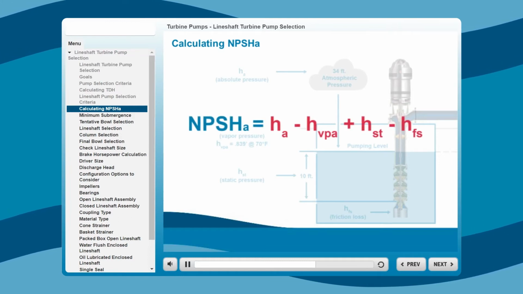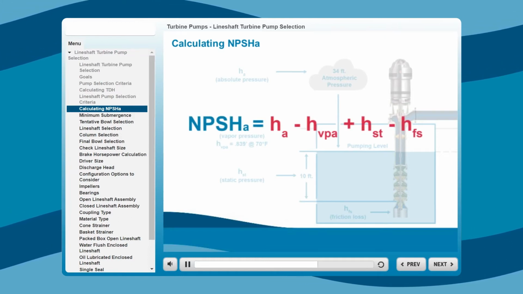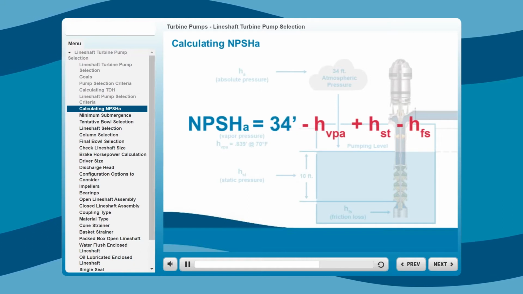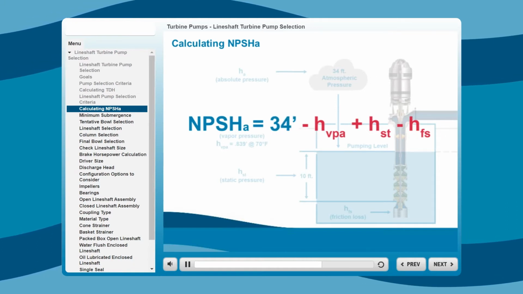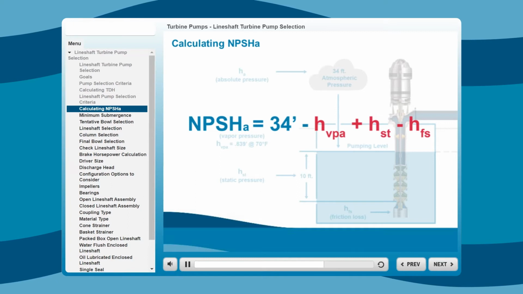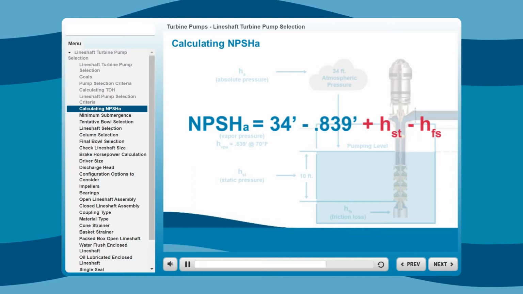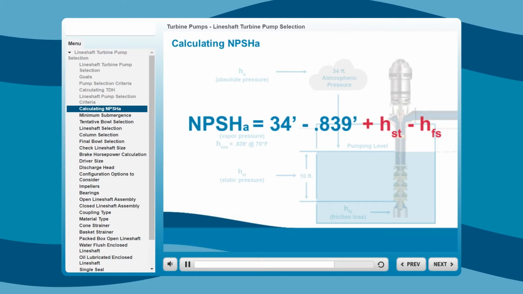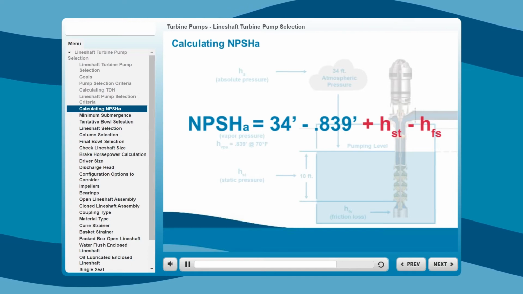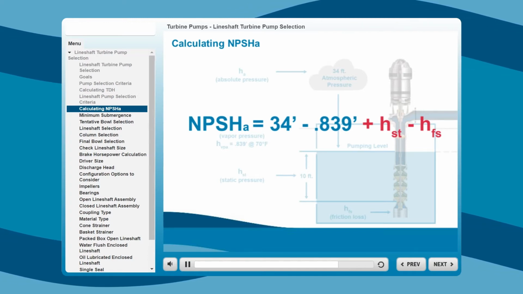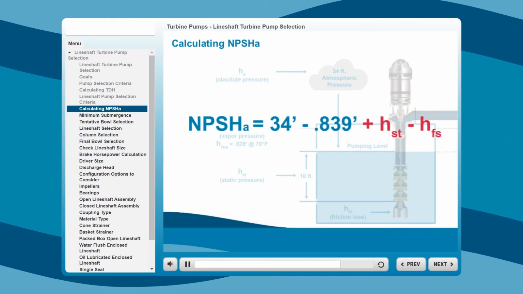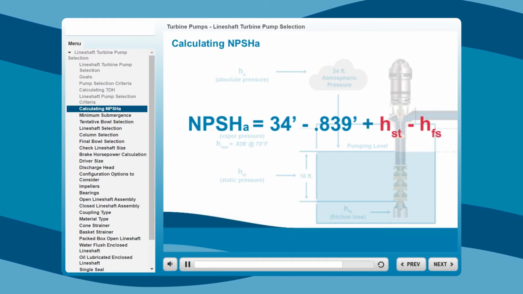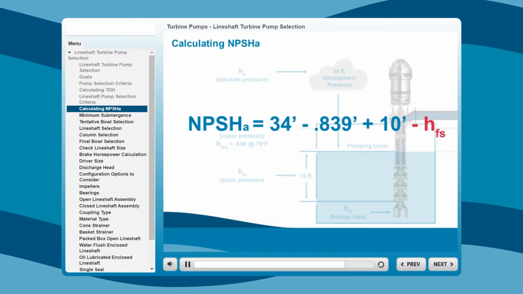In our example, we have determined that the atmospheric pressure equals 34 feet for a vertical turbine in an open tank. Then, based on the industry chart, we see that our vapor pressure of water is 0.839. Next, we know we need to either add in or subtract HST. In our example, the pump is submerged in the liquid. There is 10 feet of liquid between the supply level and the impeller eye. So, for our equation, we add an HST of 10 feet.